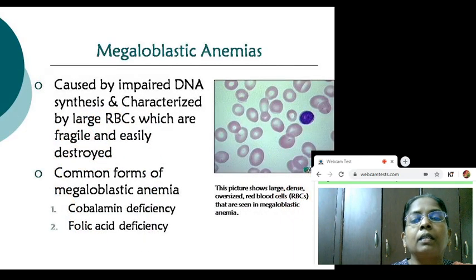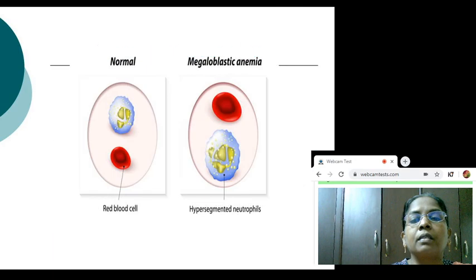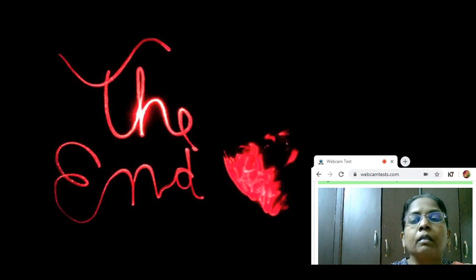Then megaloblastic anemia, which is caused by damaged DNA synthesis and characterized by large RBC which are fragile and easily destroyed. The common forms of megaloblastic anemia are cobalamin deficiency and folic acid deficiency. You can see the size. The first picture shows the normal red blood cells. The second shows megaloblastic. Can you see the picture? Megalo means big-sized RBC cells. Thank you.